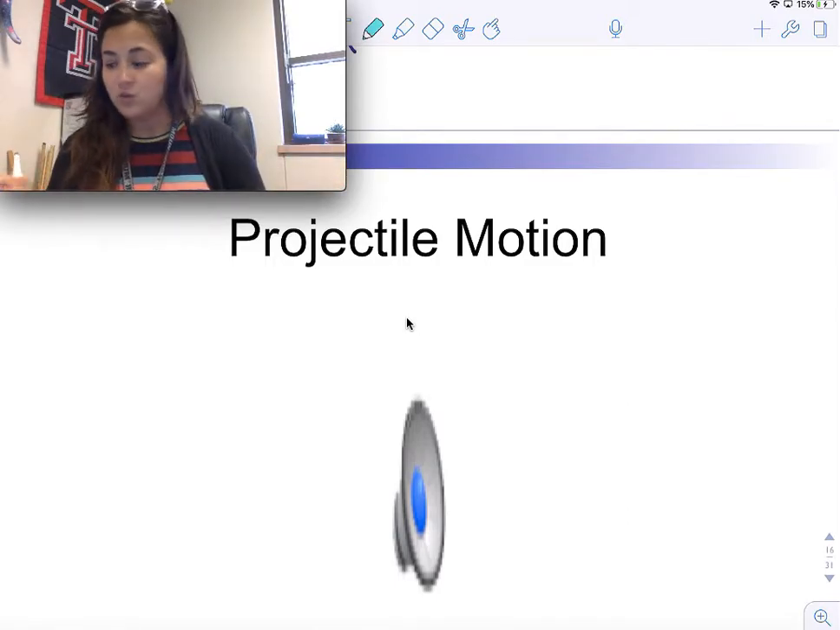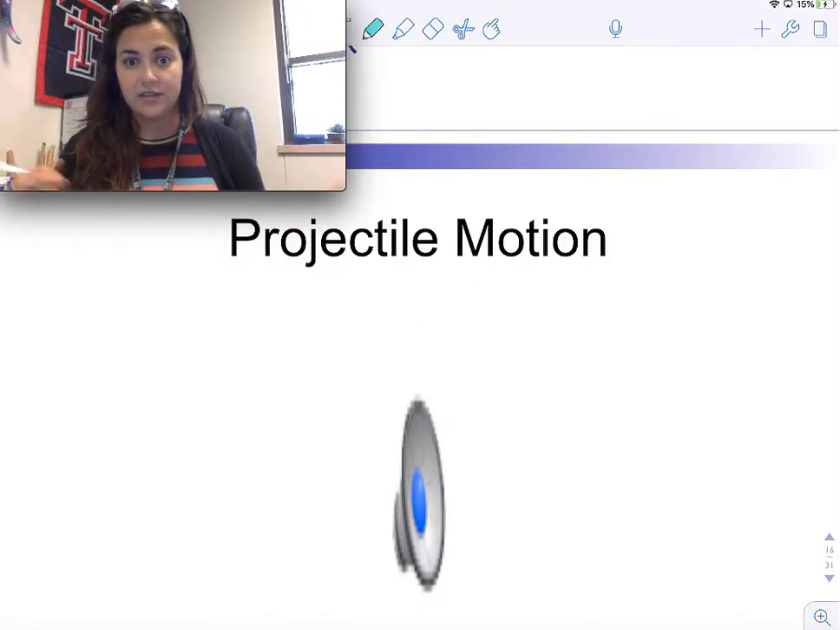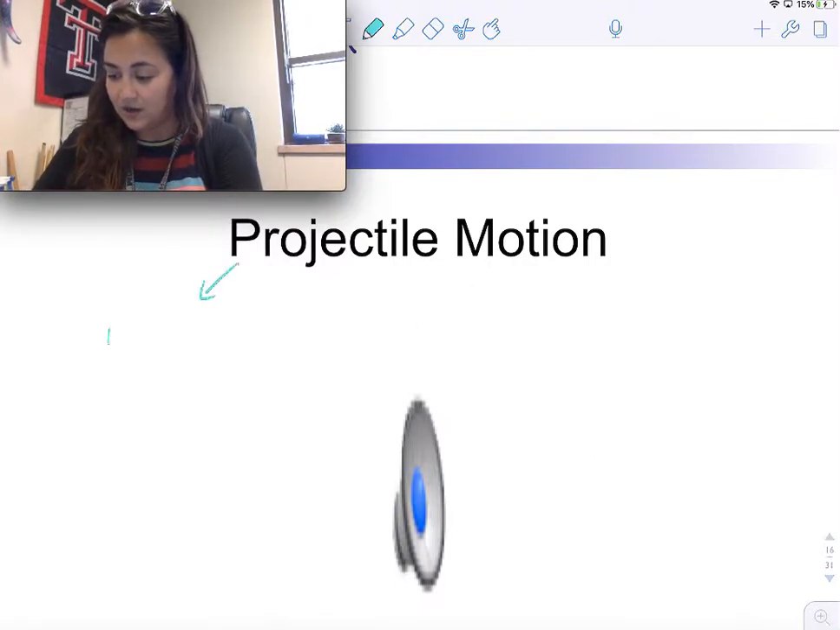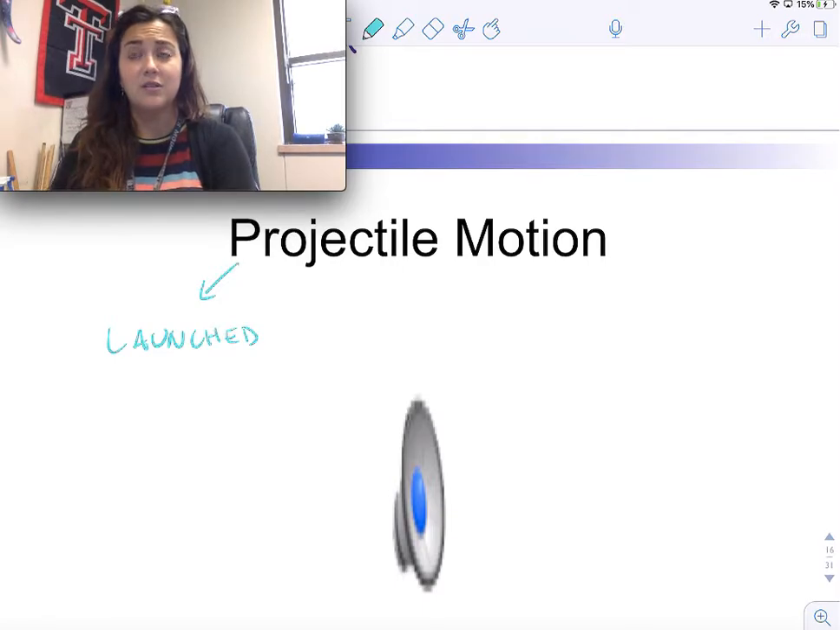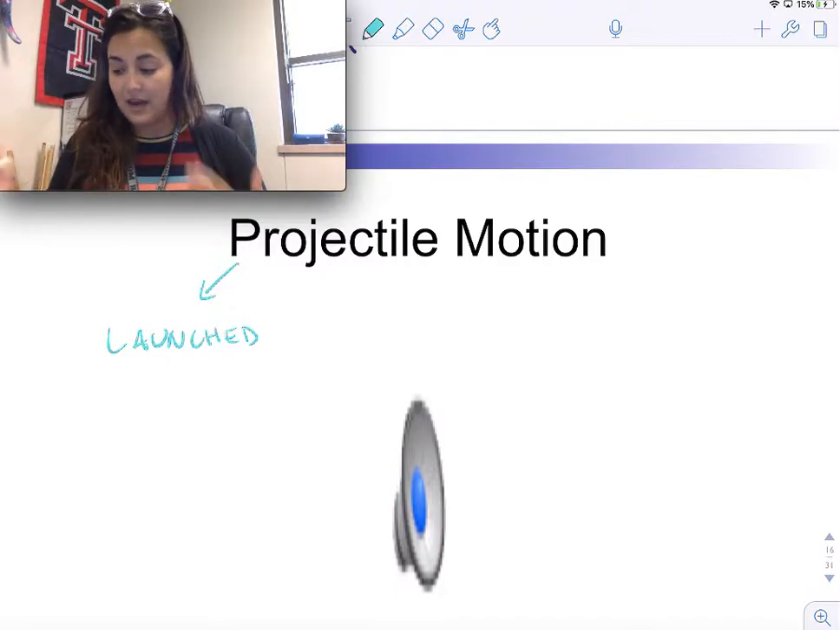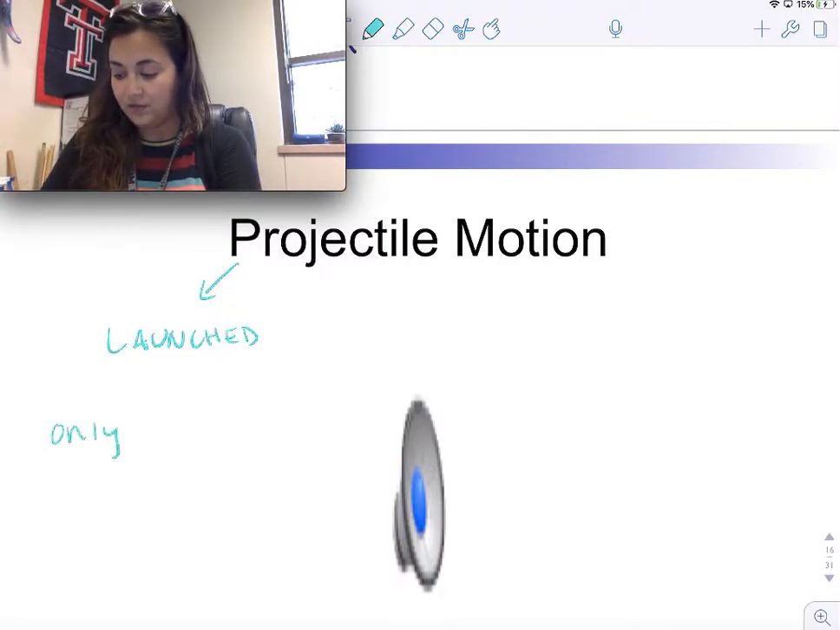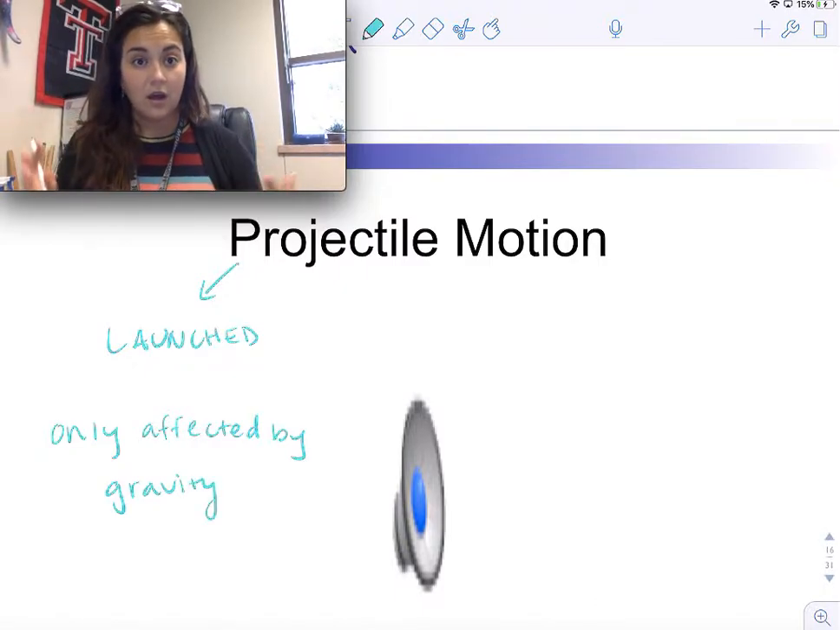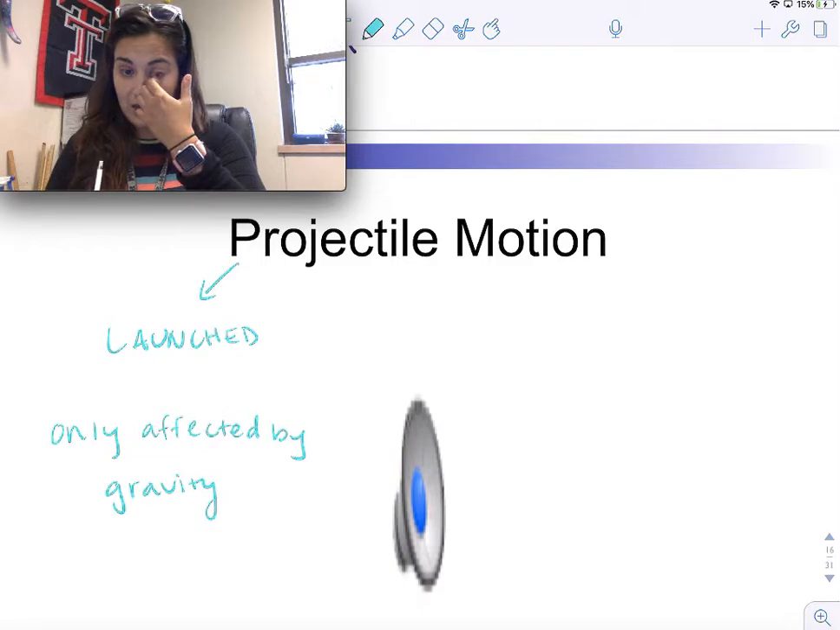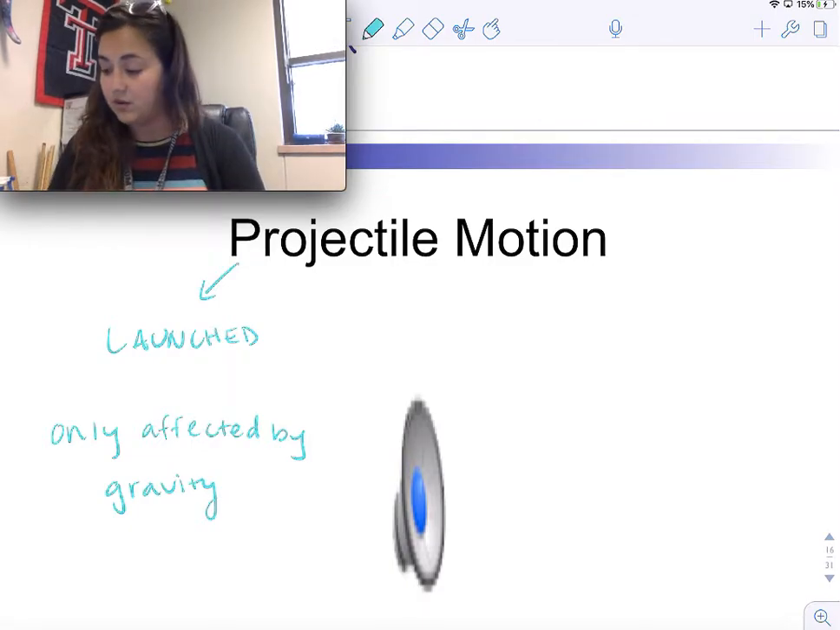So, projectile motion. What it means to be a projectile is any object that is launched. That could be kicked, thrown, headbutted, or somebody runs off the edge of a cliff, somehow launching yourself into the air, and then after which you are only affected by gravity. The only force affecting the object after it's been launched is gravity. These two statements are true about projectile motion: it must be launched, and must only be affected by gravity after it's been launched.